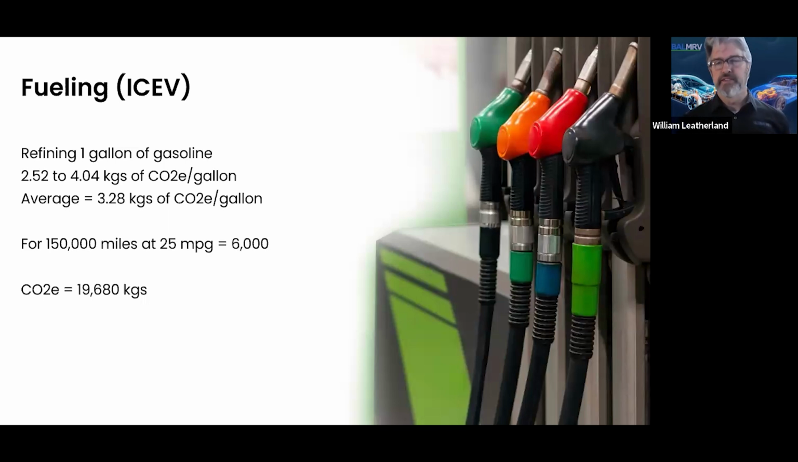Now, for fueling, this is where we didn't include it in the extraction and mining, because we're talking about actually creating the fuel that is needed to be able to put into a vehicle to go 150,000 miles. Refining 1 gallon of gasoline comes out to an average about 3.28 kilograms of CO2 equivalent per gallon. That's just to create that 1 gallon of gasoline. So for 150,000 miles at 25 miles per gallon, which is about the average of an ICE vehicle these days, we would need 6,000 gallons of gasoline. Which means to produce all the gasoline for the operational lifetime of that vehicle, it would produce 19,680 kilograms of CO2 equivalent.